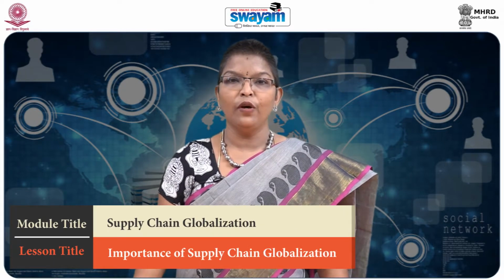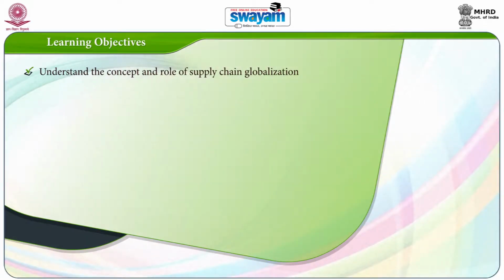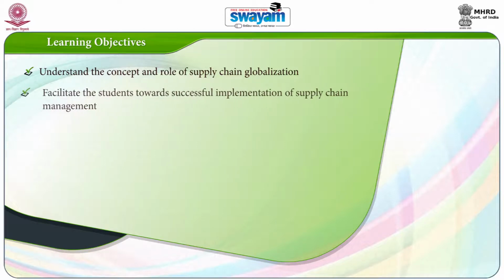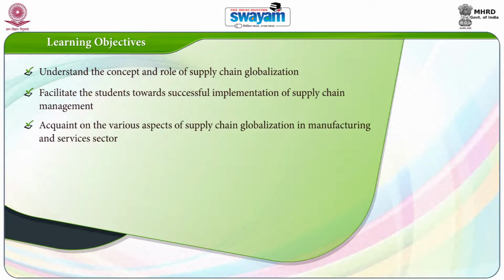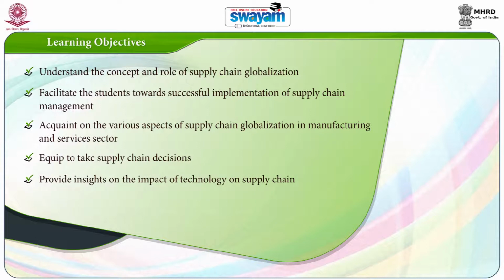Now we would focus on supply chain globalization. The overall learning objectives of this module include: understand the concept and role of supply chain globalization, facilitate you towards successful implementation of supply chain management, acquaint on the various aspects of supply chain globalization in manufacturing and services sector, be equipped to take supply chain decisions, provide insights on the impact of technology on supply chain, and be enabled to achieve supply chain coordination.